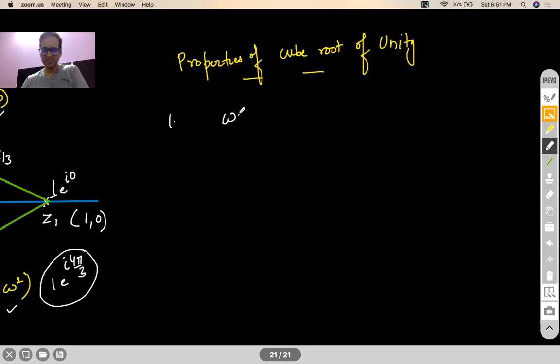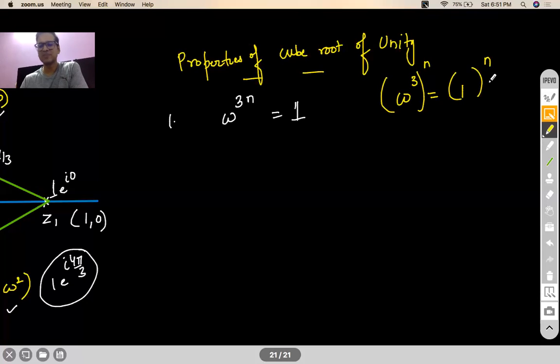omega to any power which is a multiple of 3, you will always get a 1. Why? Very obvious, because omega is a cube root of unity, so omega cubed is 1. So if I raise it to any power n that is a multiple of 3, you'll still get a 1. Is it fine? No problem with that.